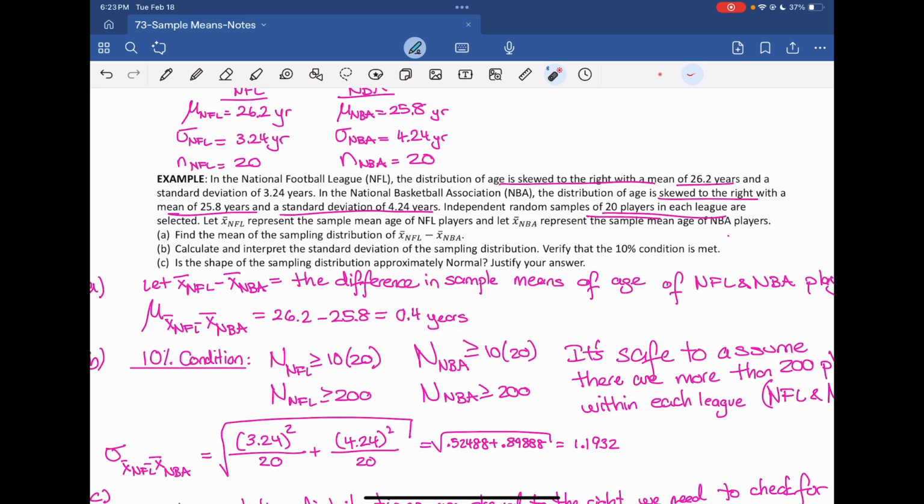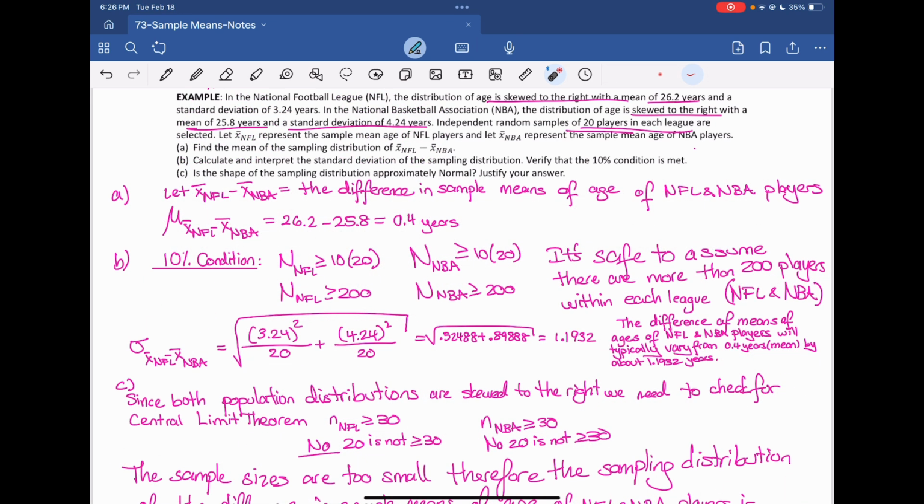Right. Okay. And then calculate and interpret the standard deviation of the sampling distribution. Verify that the 10% condition is met. All right, so for the 10% condition, we're checking for NFL, 10 times 20. The number of NFL players must be greater than or equal to 200. And the NBA also has to be greater than or equal to 200. It's safe to assume there are more than 200 players within each league.